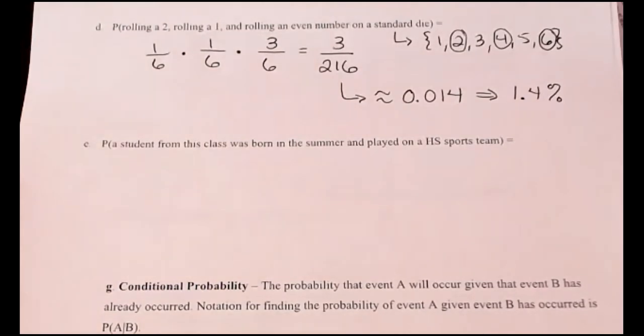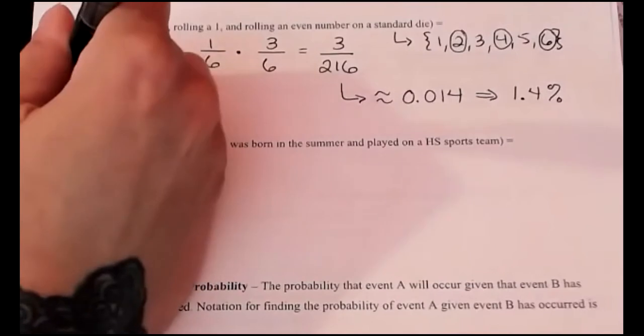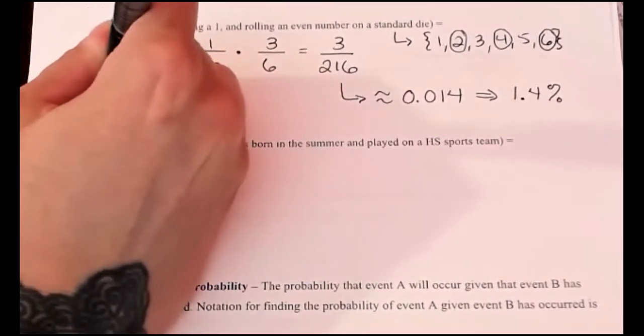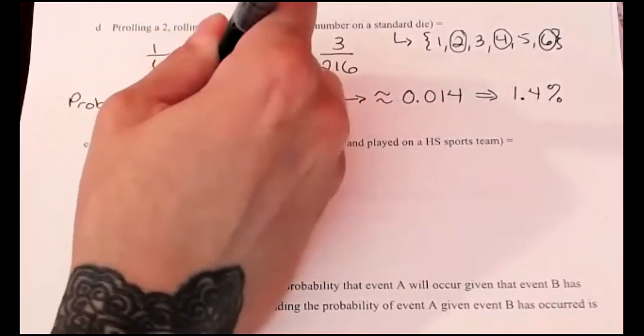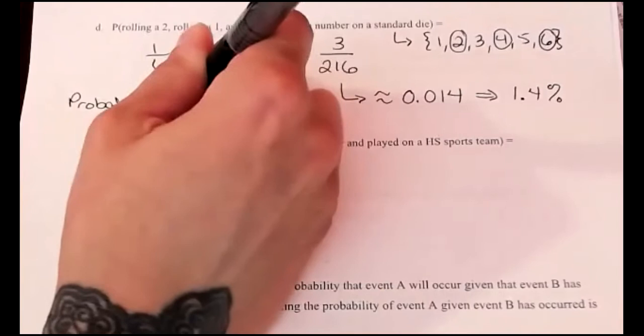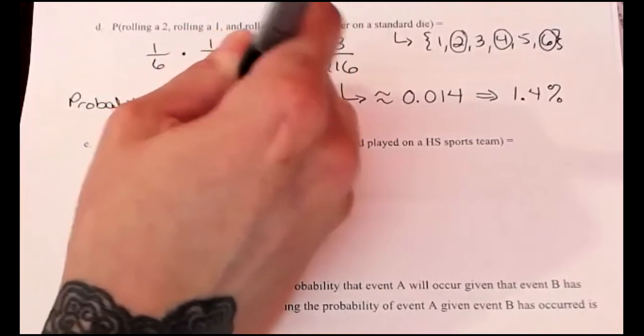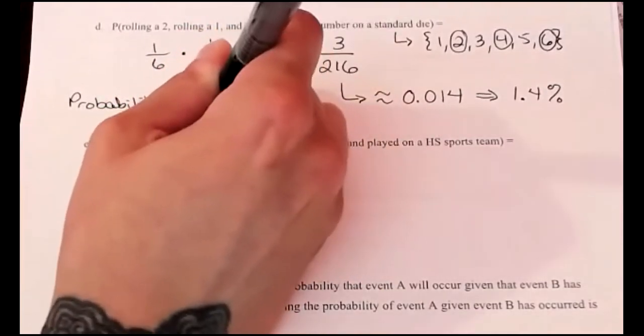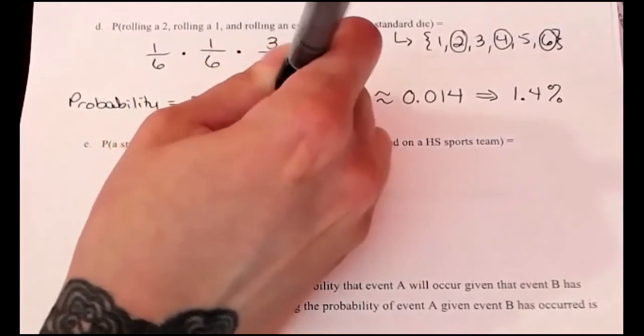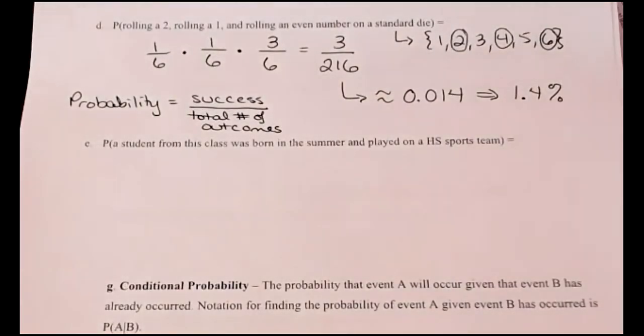Okay. Any questions so far? I still don't understand. That's okay. What part is throwing you off? I don't know, everything. Here's what's going to help. Can you write down that probability is success over total number of outcomes? That's what probability is. It's just the success over the total number of outcomes.